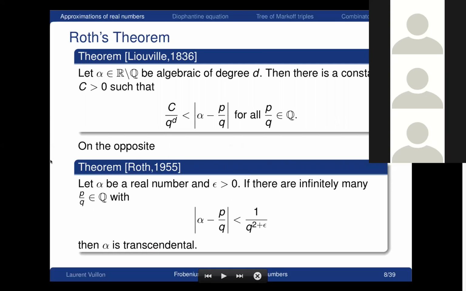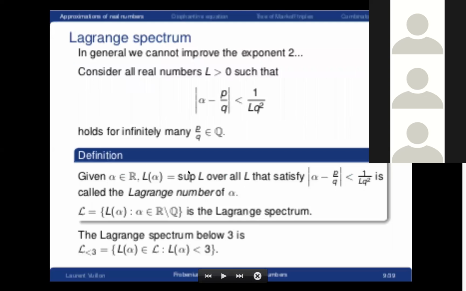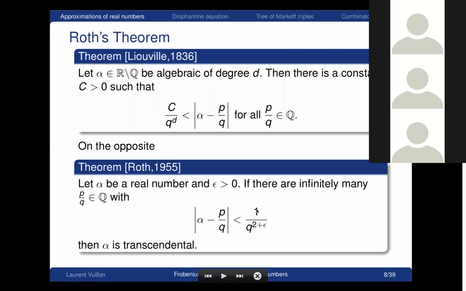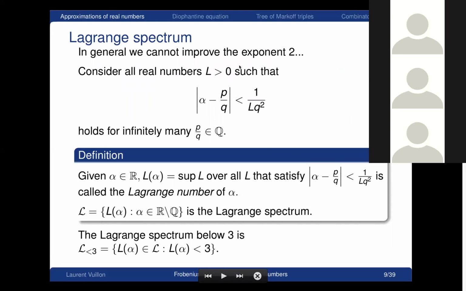And if we are too close to a real number, then we are sure that this real is transcendental. So if you have infinitely many fractions p over q such that alpha minus p over q in absolute value is less than 1 over q to the power 2 plus epsilon, so we are really close to alpha, then alpha is transcendental. Okay, this is interesting because here we have q to the power 2 plus epsilon. So it's difficult to improve the exponent 2.